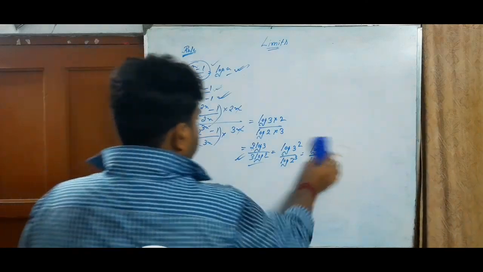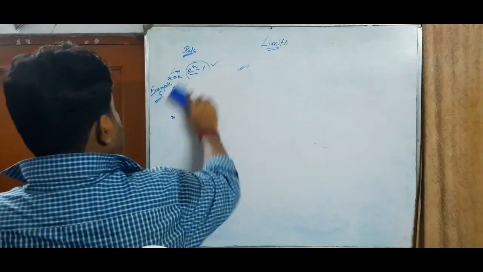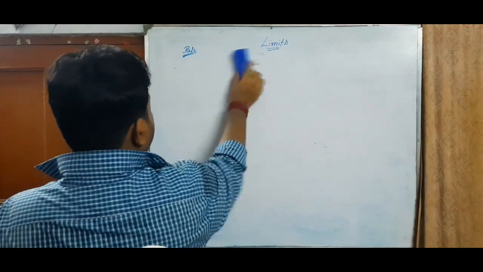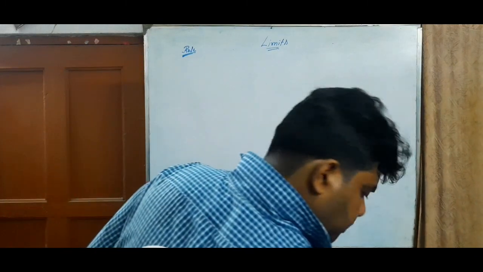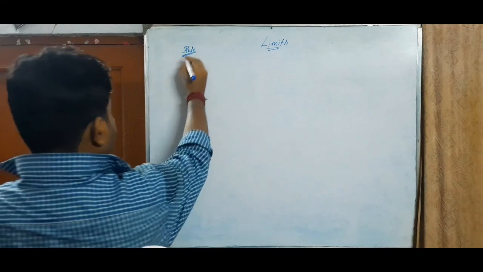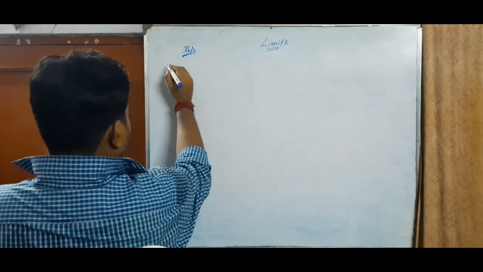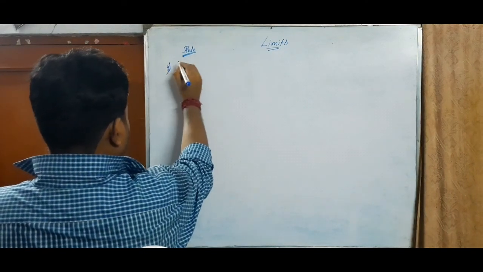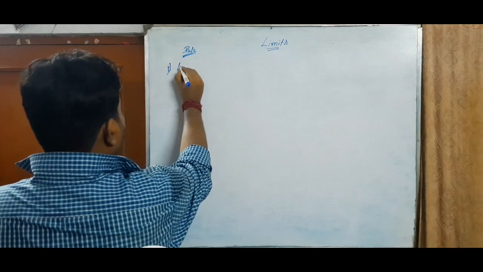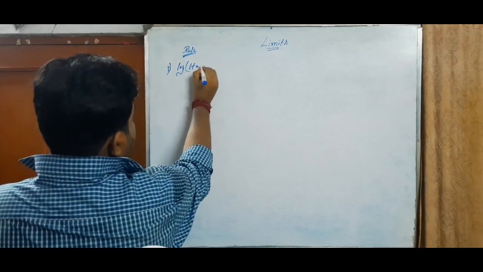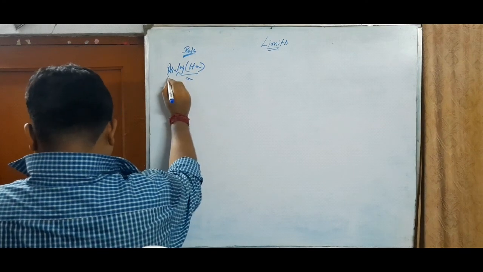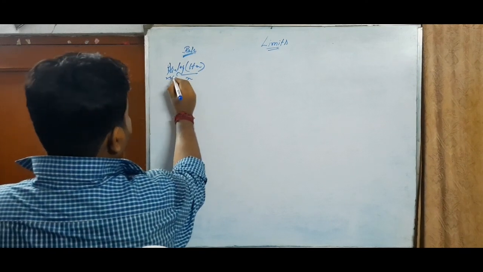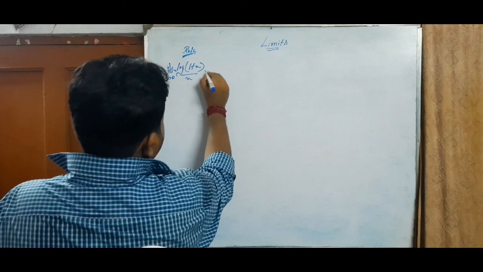Now the next rule. We will be discussing trigonometric limits. Before going to trigonometric limits, we are also writing the fourth rule, rule 4: limit x tends to 0, log of 1 plus x by x equals 1. So this is another rule.